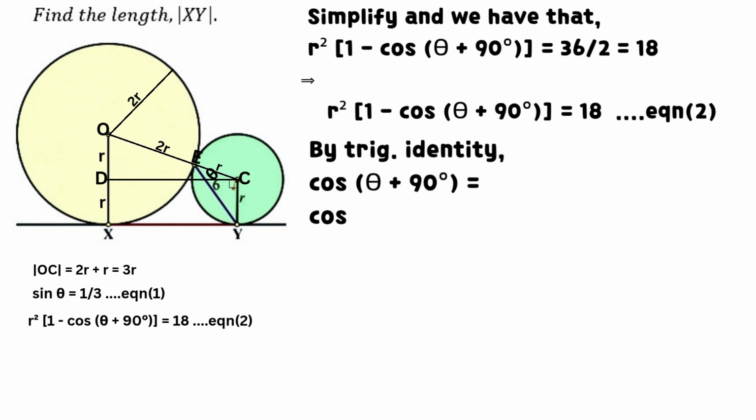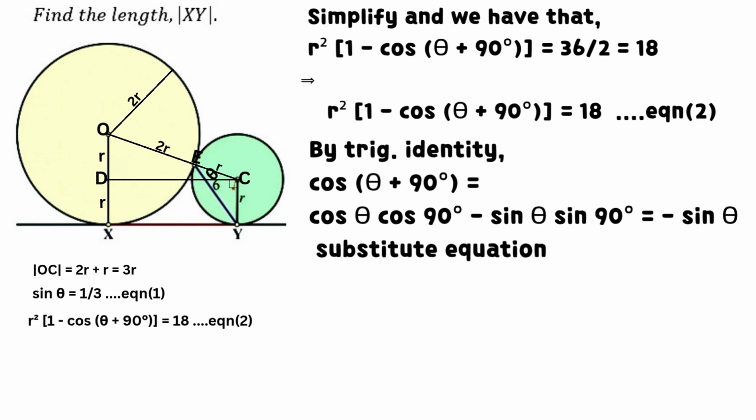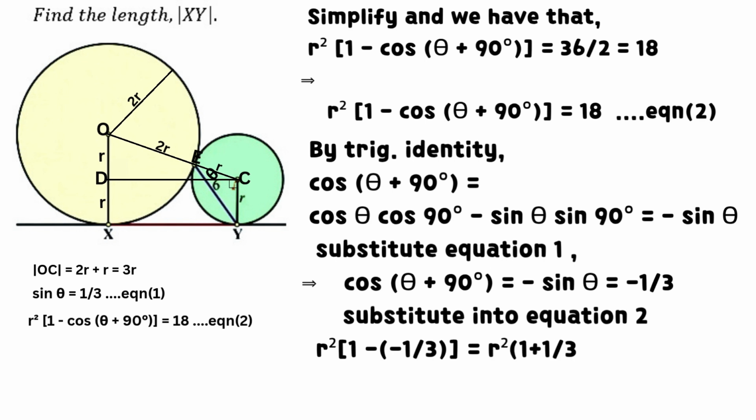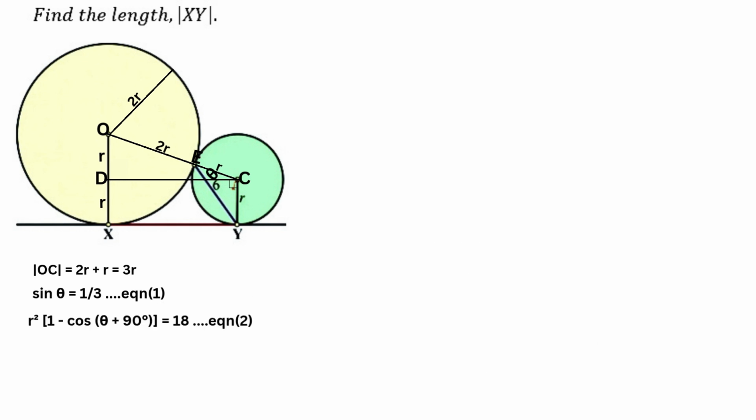By trigonometric identity, cosine of theta plus 90 degrees equals negative sine theta. Substitute equation 1. It implies that cosine of theta plus 90 degrees equals negative sine theta, which equals negative 1 divided by 3. Substitute into equation 2. The product of R square and 1 minus negative 1 over 3 equals 4 times R square divided by 3, which equals 18.